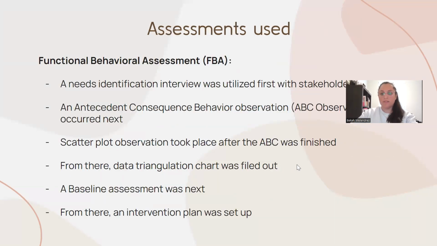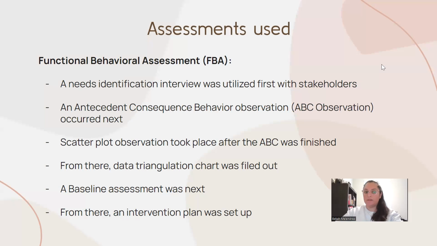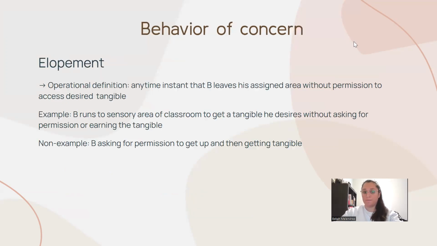The assessment that was used is a functional behavior assessment. The first step of this was a needs identification interview with all stakeholders. An antecedent-behavior-consequence observation took place. We used that information to put together a scatter plot observation. From there, a data triangulation chart was filled out, then the behavior assessment occurred, and from there, we set up a behavior intervention plan.